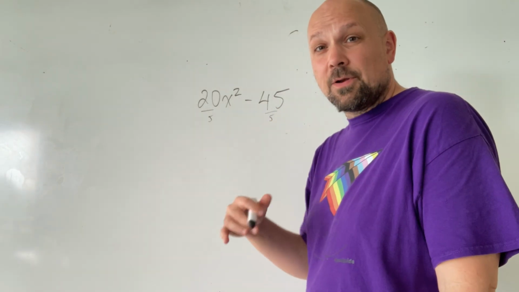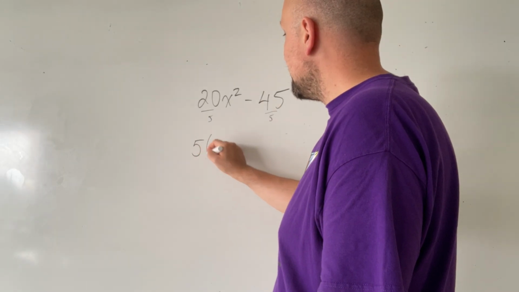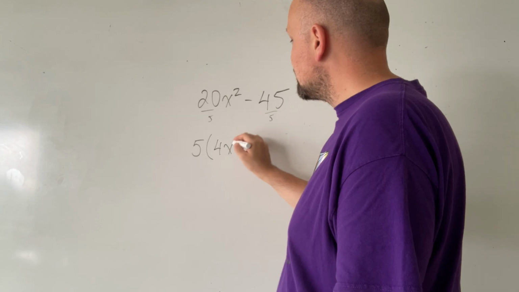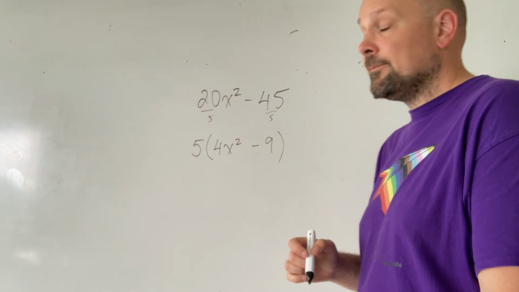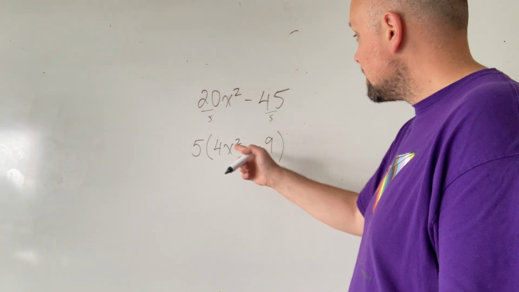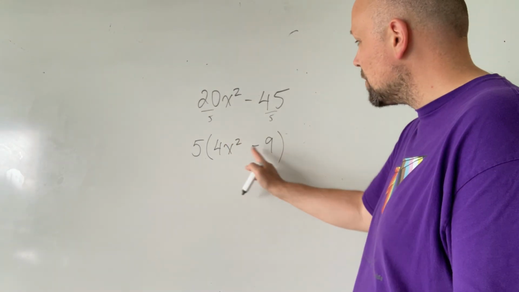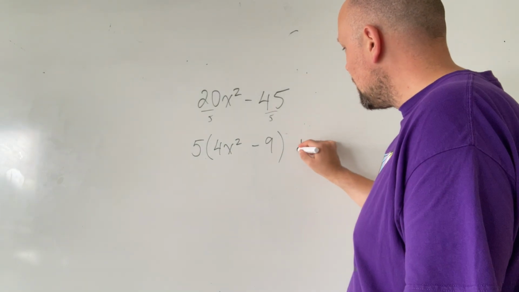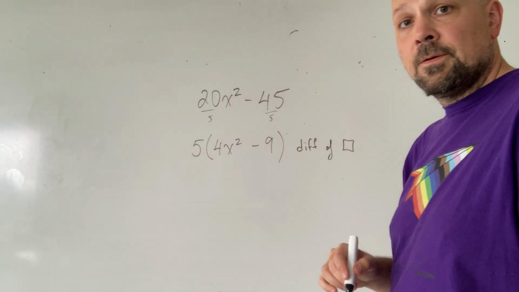So that lets me take out a common factor, right? So if I take out a factor of 5, that would leave me with 4x squared minus 9, right? And now I actually have squares here, right? And so remember that thing where we just have two terms and they're both squares and it's subtraction? So we call that a difference of squares, right?